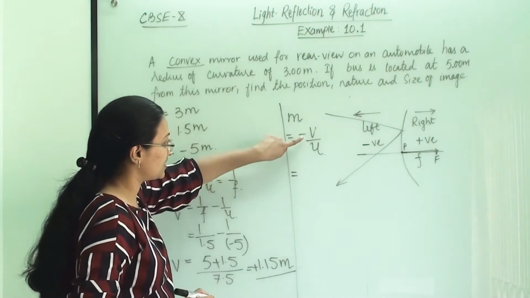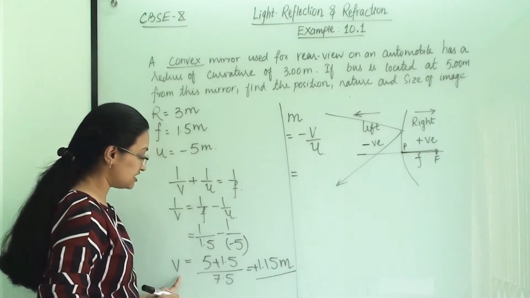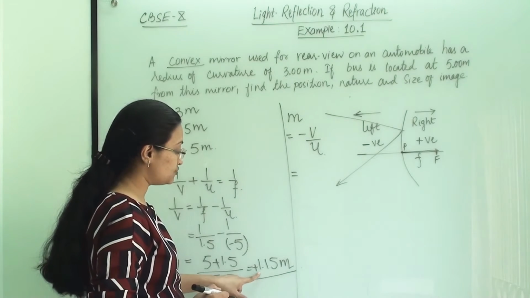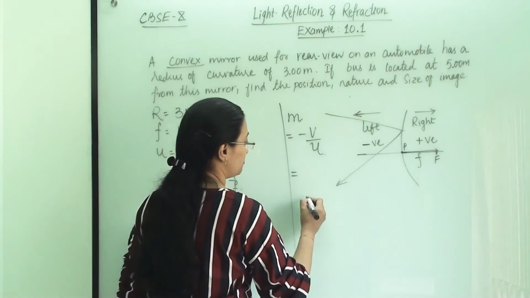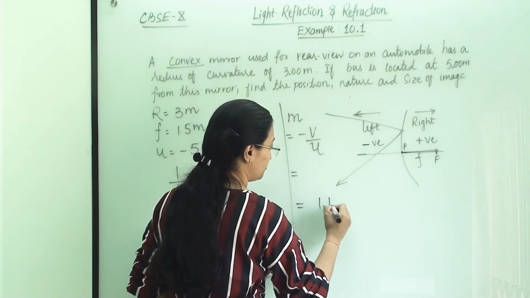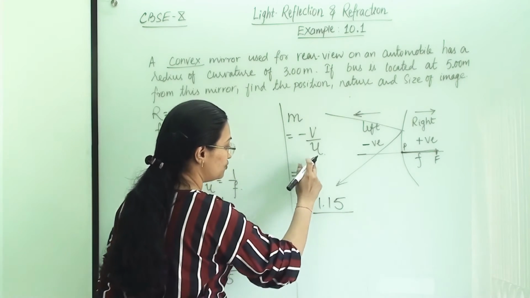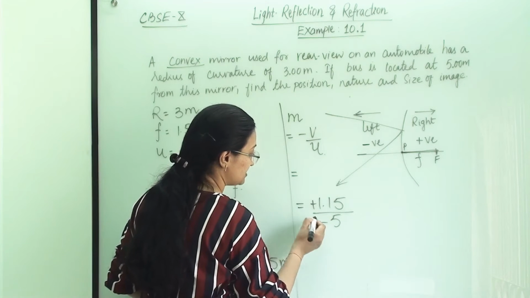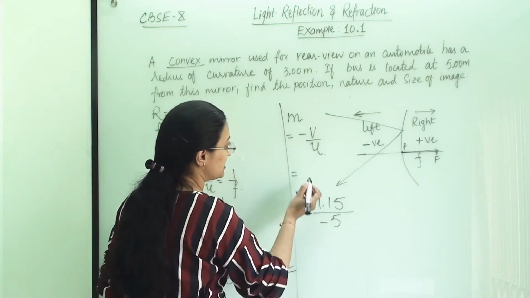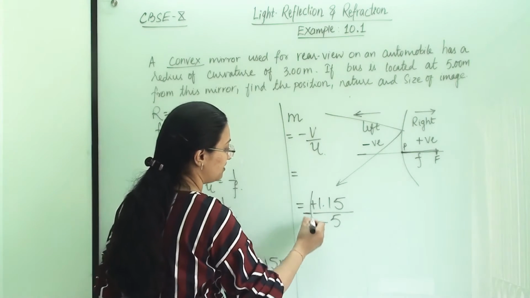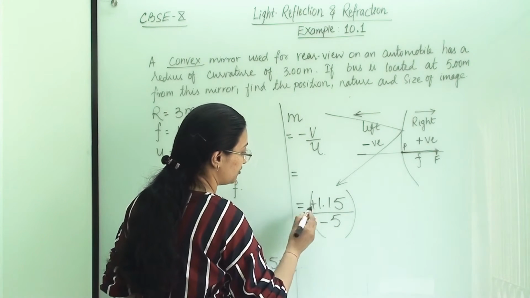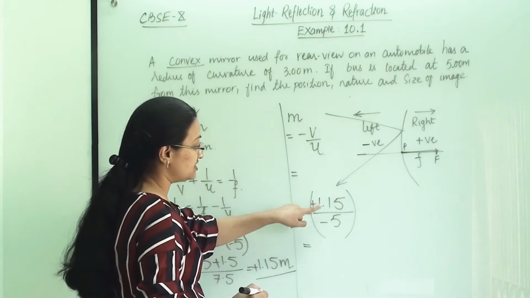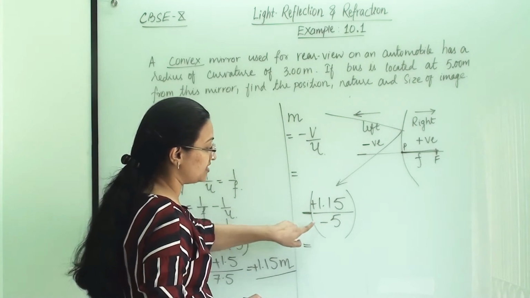We know what v is. v is the distance of image, that is plus 1.15. It is plus, and the u is 5, so that is minus. This is plus and this is minus, and again this minus sign we are getting from the formula. So this is going to be plus, because minus minus will be plus.